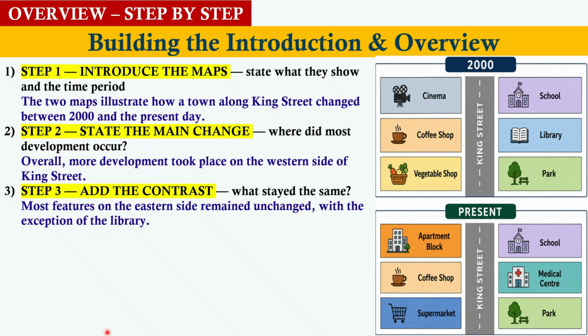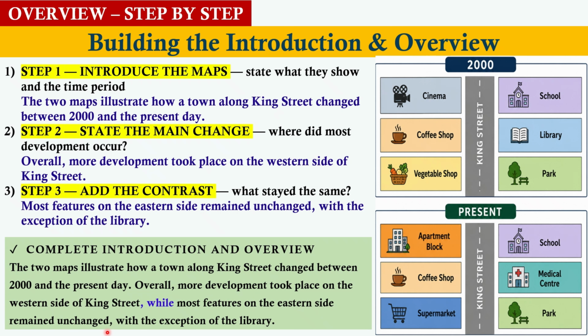Now you can see the complete overview. Here, the word while is used to connect the two ideas and create a clear contrast. This gives balance to the overview by showing change on one side and stability on the other. Notice that the overview remains concise, contains no specific details, and provides a clear overall picture of the maps.